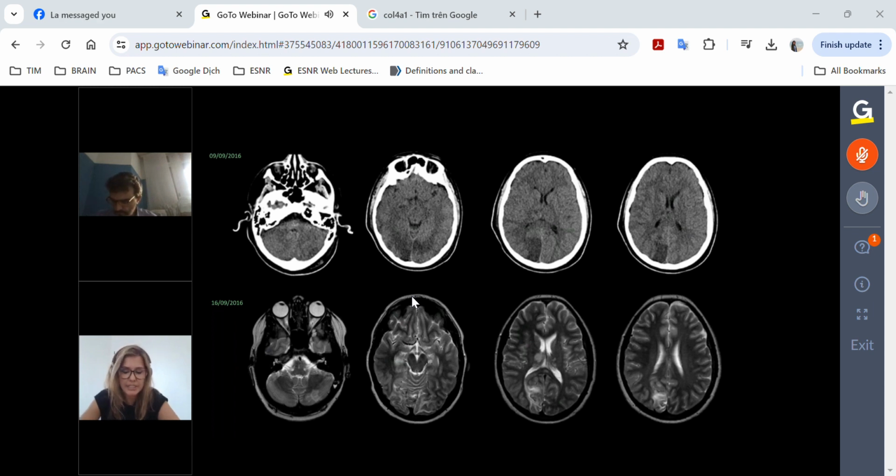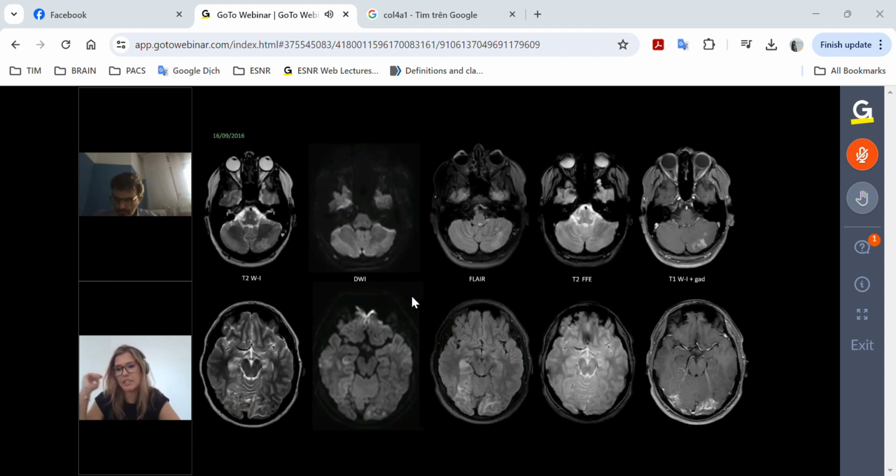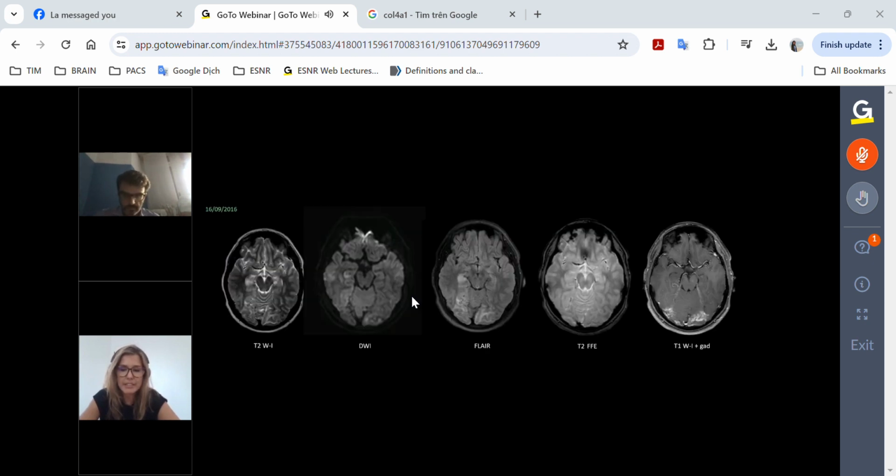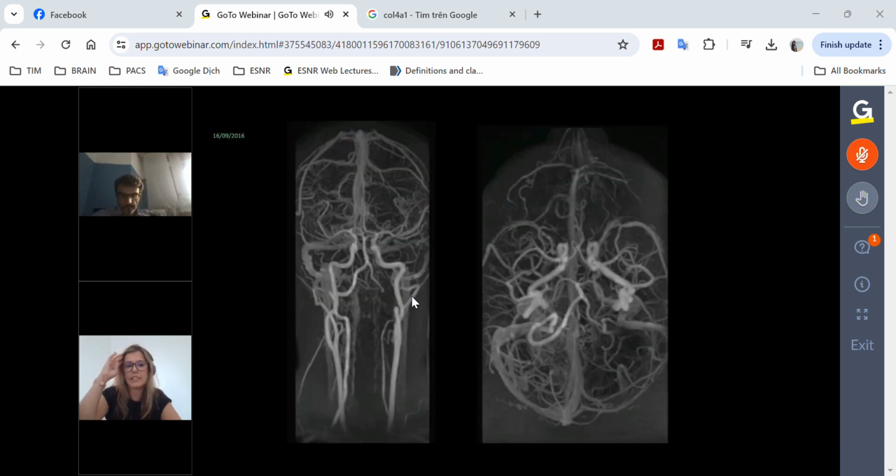So unfortunately, he woke up blind, but fortunately, he recovered his sight. There are some ischemic lesions in the posterior part, as you can see in the occipital lobes and in the left cerebellar part. And all of these lesions, of course, are now sequelae, but he has recovered his sight.